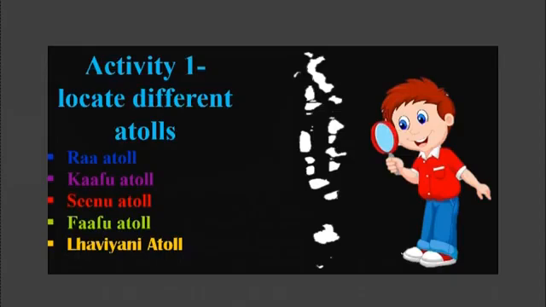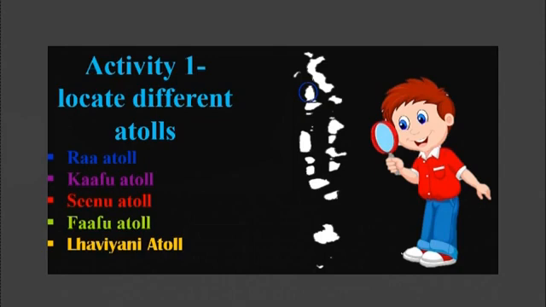So you have to help me to find out where Ra Atoll is. Where do you think Ra Atoll will be? Yes, correct. So now we are going to circle that Ra Atoll. What color will we use to color the Ra Atoll? Yes, we will use blue color.